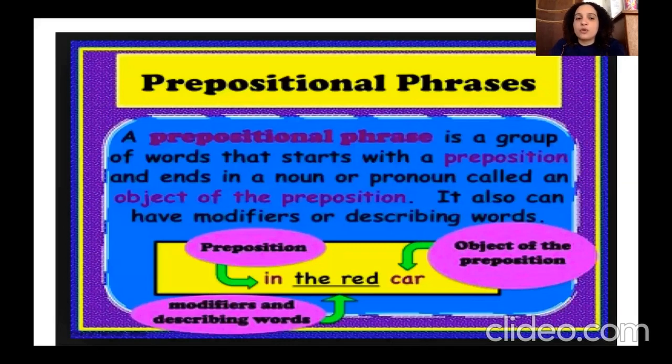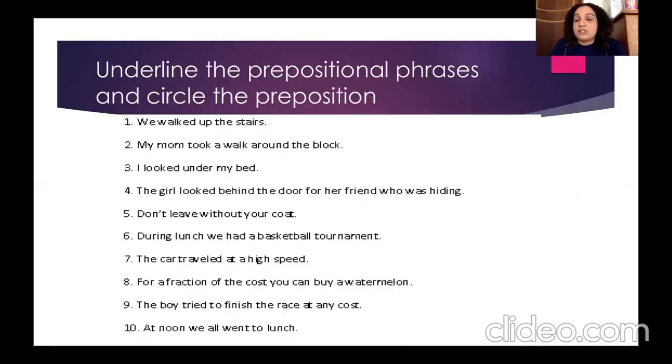Okay? So here is just for you to see how easy it is. I illustrated with more colors saying that a prepositional phrase is a group of words that starts with a preposition and ends in a noun or pronoun that we call the object of the preposition. So here we have in the red car. In, preposition; car, object of the preposition, a noun. In the red car is a prepositional phrase. Okay, I hope this is clear, and let's go to the exercise for us to practice. Here we have 10 examples, and we're going to identify the prepositional phrases. I didn't circle the preposition, but I'm gonna tell you what it is, okay?